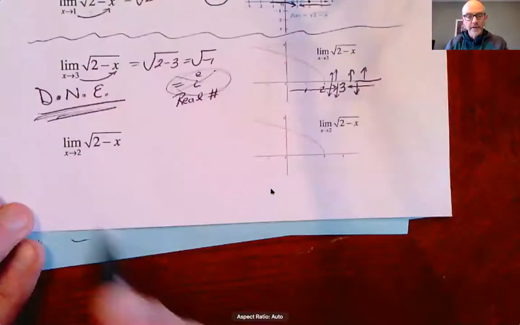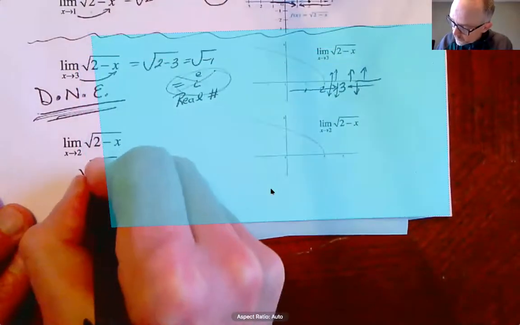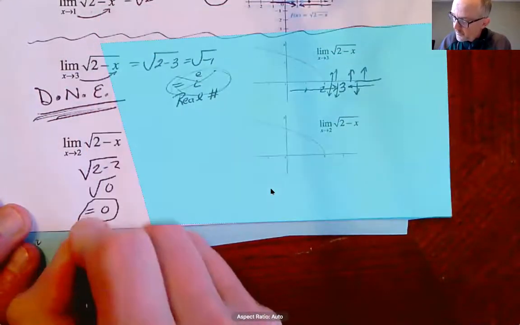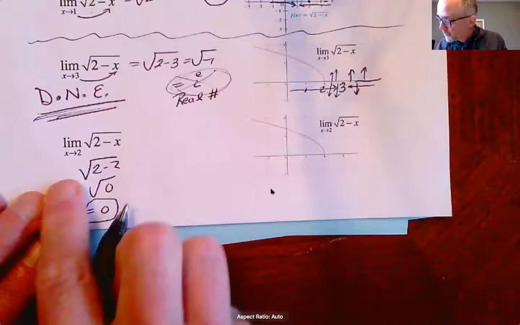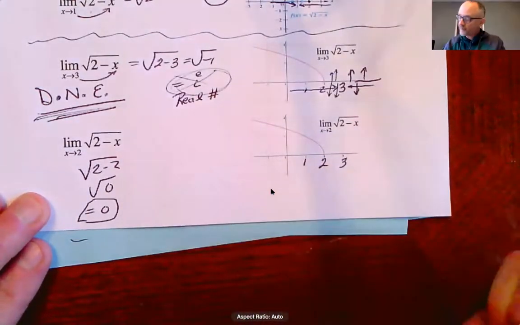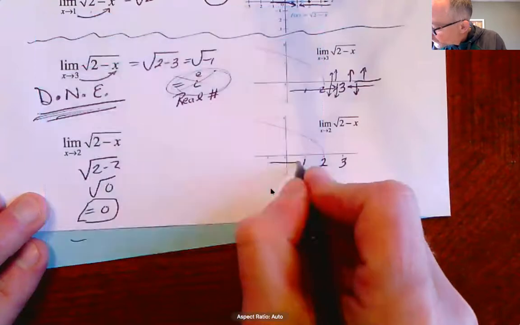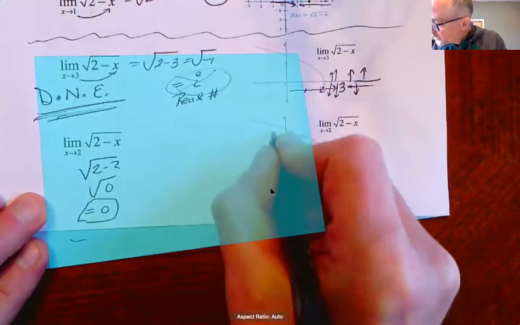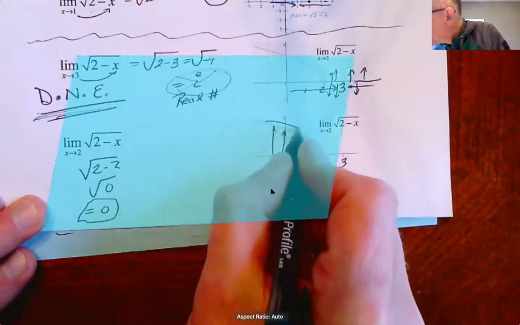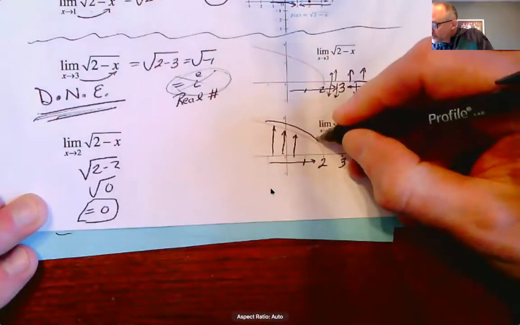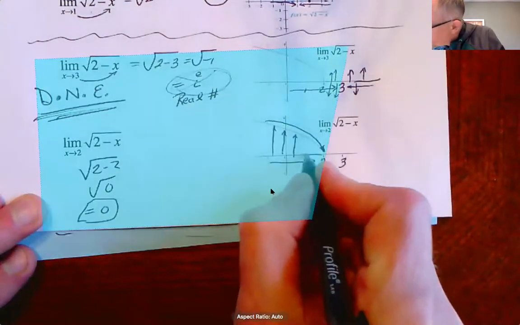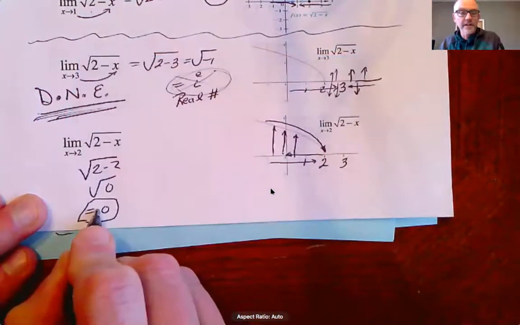All right, next, put in the 2, see what happens. Square root of 2 minus 2, square root of 0, answer 0. Is this the limit? Yes or no? Well, let's take a look. Here's 1, here's 2, here's 3. As you approach 2 from the left, you do get this answer, this answer, this answer. So yes, you are getting answers. So it looks like you're approaching this y value 0. So 0 looks like it could be right.